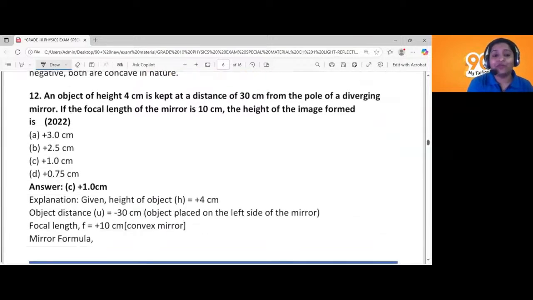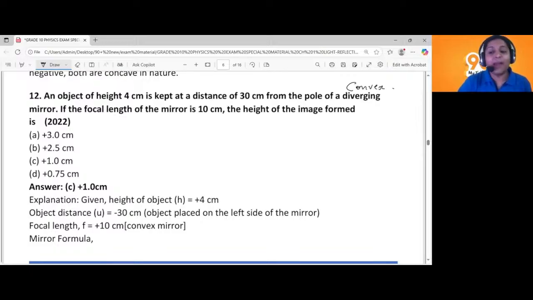An object of height 4 centimeter is kept at a distance of 30 centimeter from the pole of a diverging mirror. Which is a diverging mirror? It is a convex mirror. If the focal length is 10 centimeter, what is the height of the image formed? Okay, we have to find the height of the image formed.